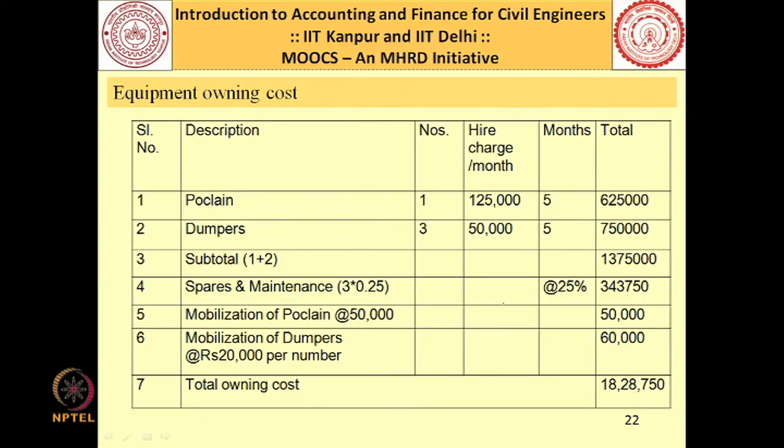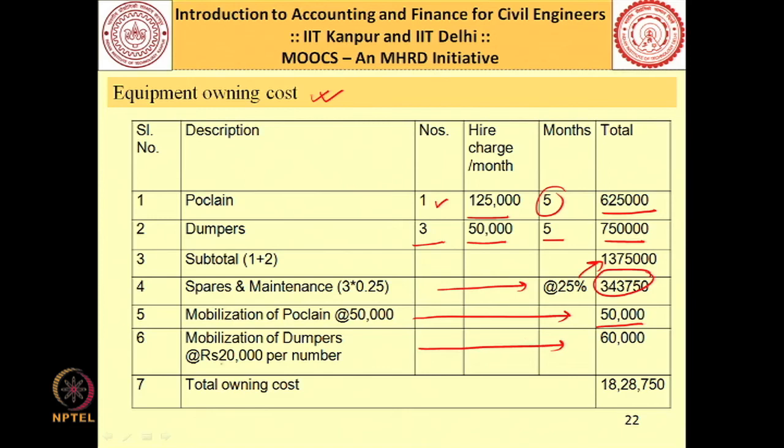Now, in the same manner, I am going to calculate the equipment owning cost. So, poke line, one number, hire charge per month for 5 months, this value. 3 dumpers, hire charge per month, 5 months, this number. Spares and maintenance, I am keeping 25% extra on this, so I get this value. Mobilization of poke line, whatever cost you can forecast, I have assumed 50,000. 3 dumpers to be mobilized at a rate of 20,000 per number, that also I have added. So, this is my total owning cost.